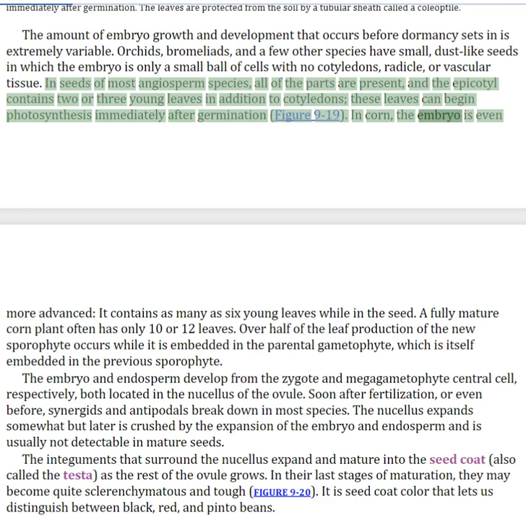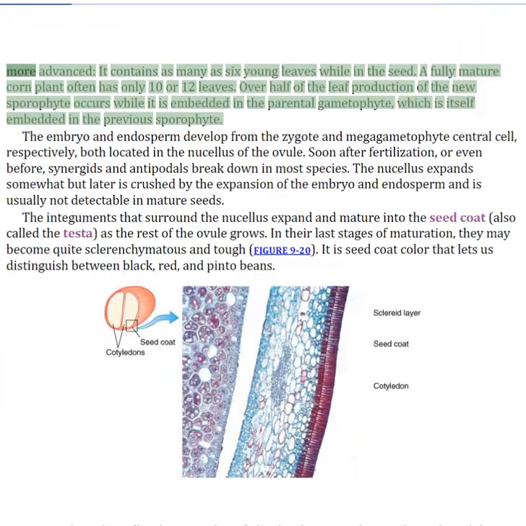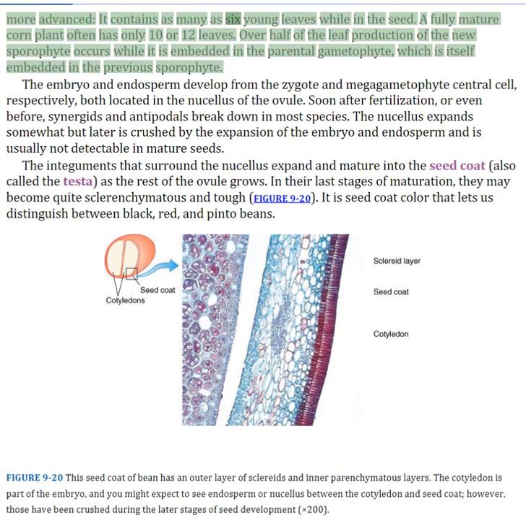In corn, the embryo is even more advanced. It contains as many as 6 young leaves while in the seed. A fully mature corn plant often has only 10 or 12 leaves. Over half of the leaf production of the new sporophyte occurs while it is embedded in the parental gametophyte, which is itself embedded in the previous sporophyte.